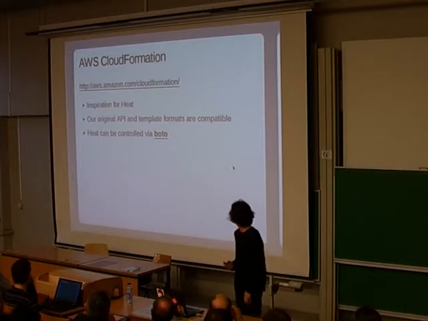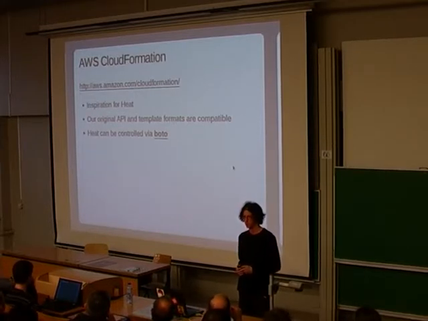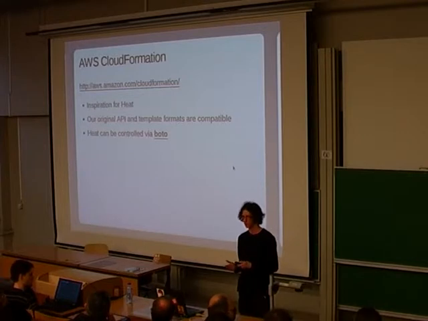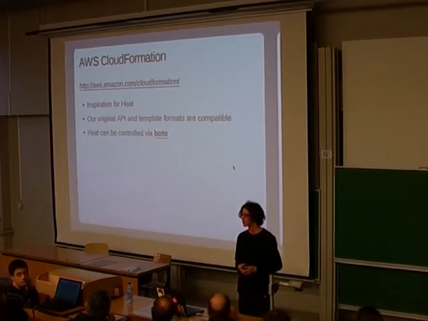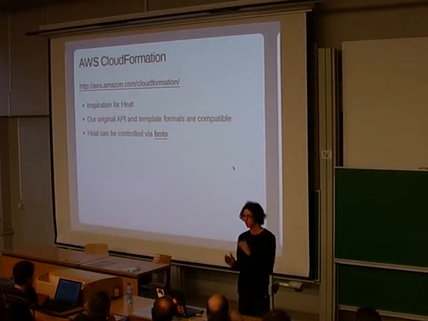Now, in case you're familiar with Amazon CloudFormation, Heat has been inspired by that very heavily. So from the beginning, we aimed to create the same API and the same template format, which allows existing customers of CloudFormation to move into Heat. And one good side benefit of that is that Heat can be accessed by Boto, which, if you're familiar with it, is a Python library that talks to all the different Amazon AWS APIs.